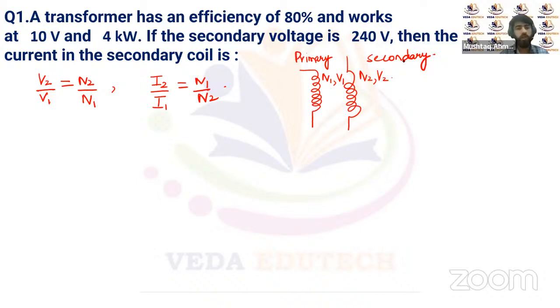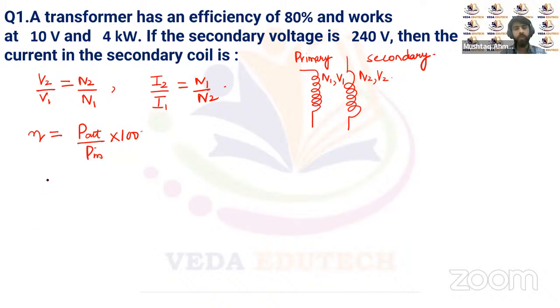The question is: a transformer has an efficiency of 80%. It works at 10 volt and 4 kilowatt. If the secondary voltage is 240 volt, then the current in the secondary coil is? We define the efficiency of any source as the output divided by the input. Here the output is the power through the secondary coil. We'll write it as output power divided by input power multiplied by 100.